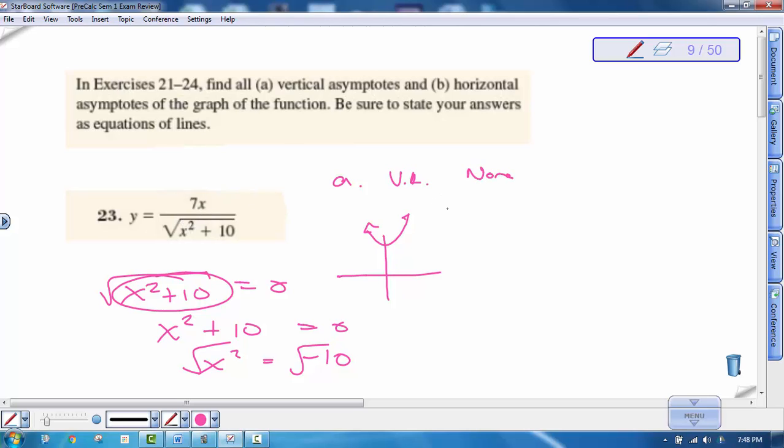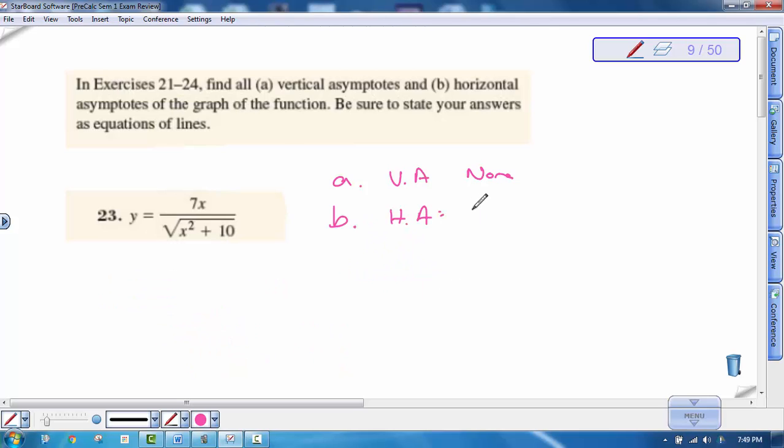Therefore there are no vertical asymptotes. Horizontal asymptotes. Typically, the horizontal asymptotes would be ratios of leading coefficients when the exponent's the same in the top and the bottom. Because of this square root, we actually end up with plus or minus. The square root of x squared is x to the first, which would be the same exponent. So the ratio of the leading coefficients would be 7 to 1. But we also have y equals negative 7 here.